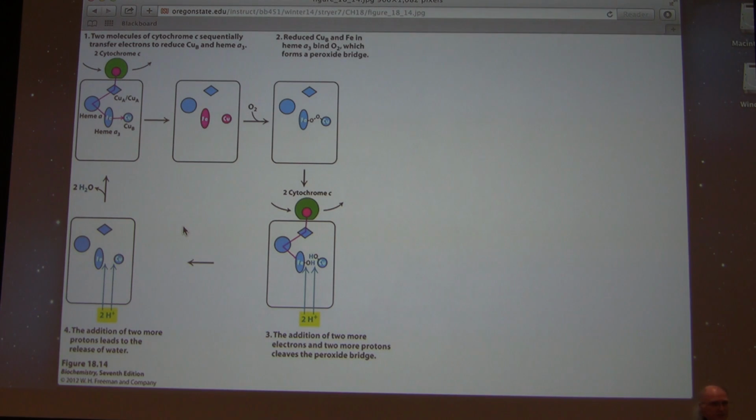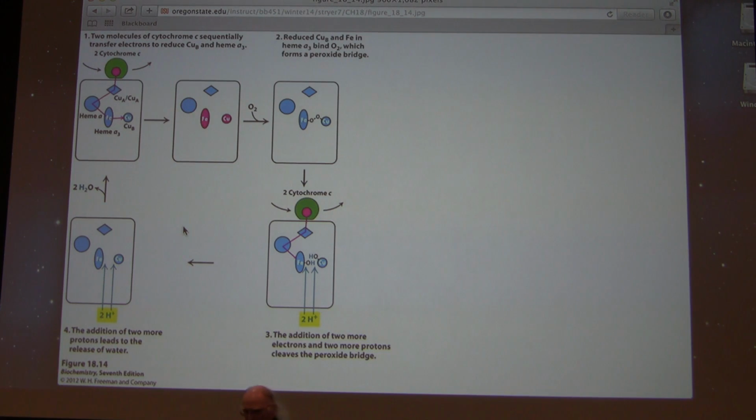Question. Yes? Are these electrons coming in by QH2? No, they're coming in by cytochrome C. Remember, the Q is only coming into complex 3. So what comes into complex 4 is cytochrome C. So these are coming in. It takes 4 of them to do this. So it takes 4 electrons to reduce 1 molecular oxygen into 2 molecules of water. Get that down, right? 4 electrons reduce 1 molecular oxygen into 2 molecular waters.